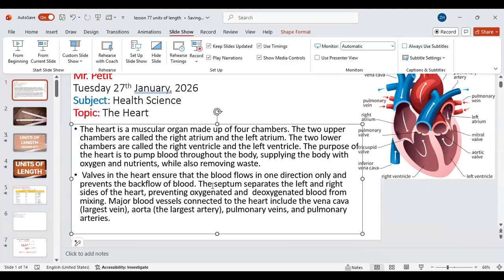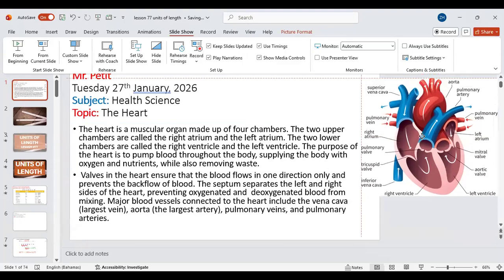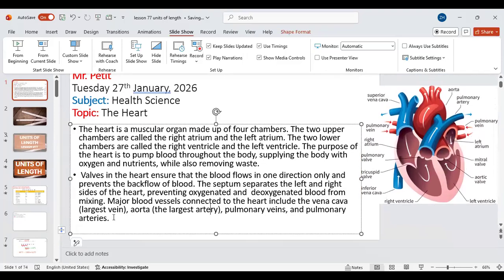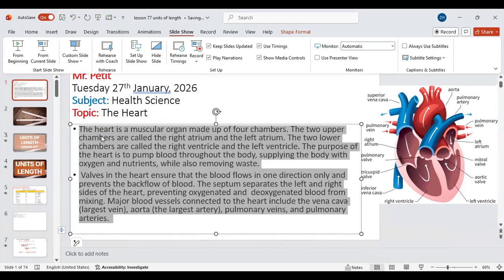So this is what we have today. That's what we have to cover. I don't want to give out any more notes. We're not going to talk about the directions of the blood. The only thing we're focused on is the components of the heart. That's all we're focusing on right now. Ronell, read the first paragraph, and Amara, read the second paragraph for me, please.